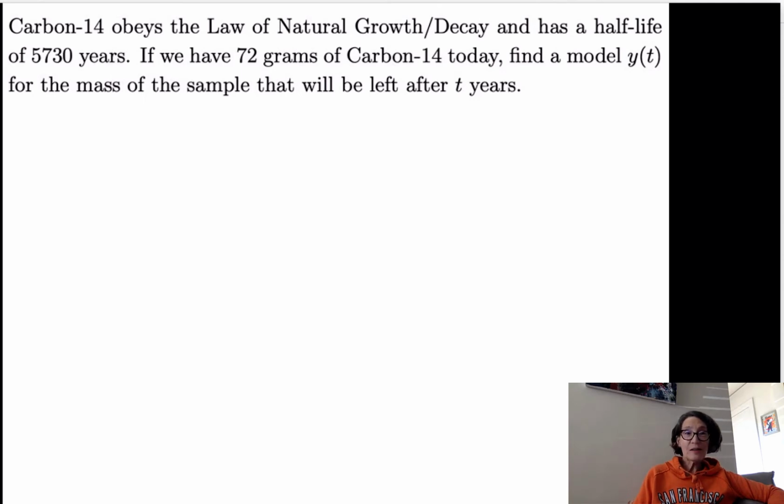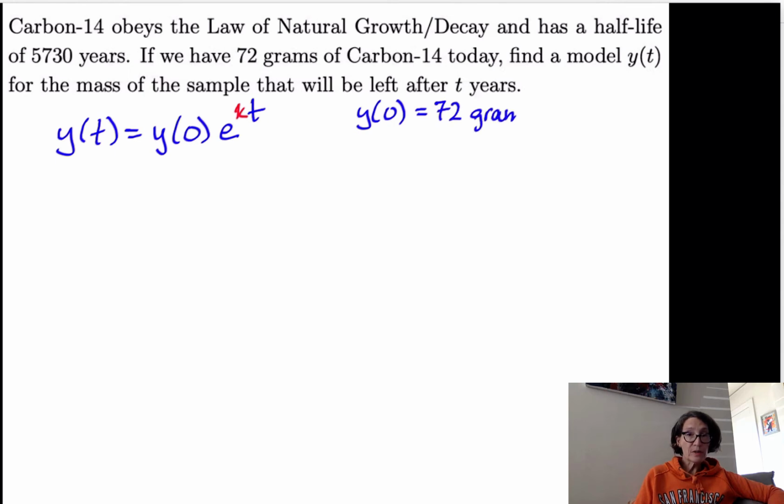Because C14 obeys the law of natural growth or decay, we know the function has to have the form y of t is equal to y of 0 times e to the kt for some real number k. And y of 0 is the initial amount, which in this problem is 72 grams. So far, our function looks like this: y of t is equal to 72 times e to the kt. Now we have to find that number k.